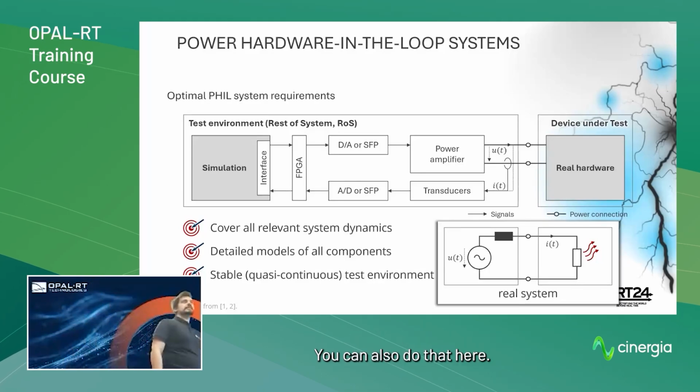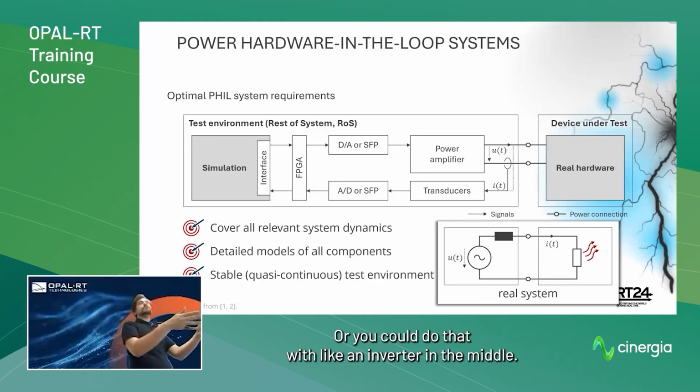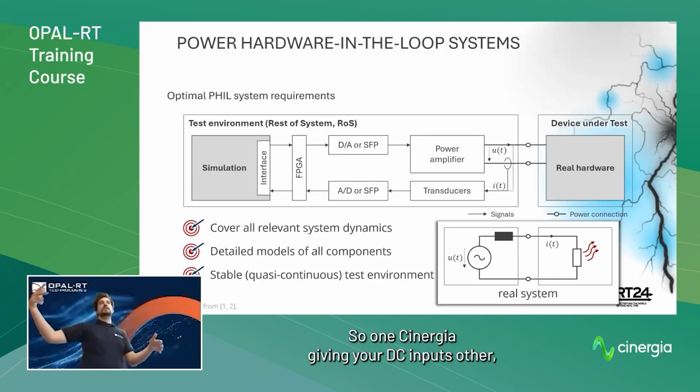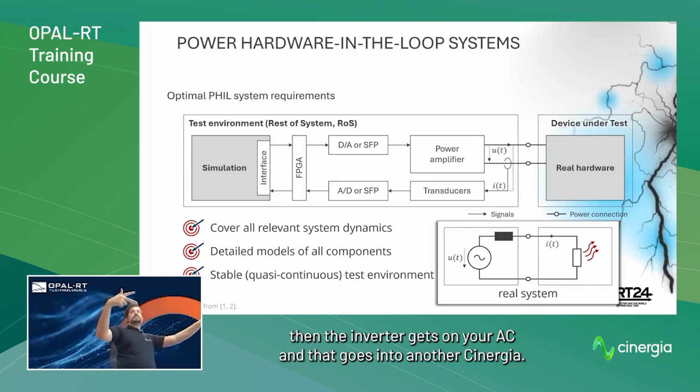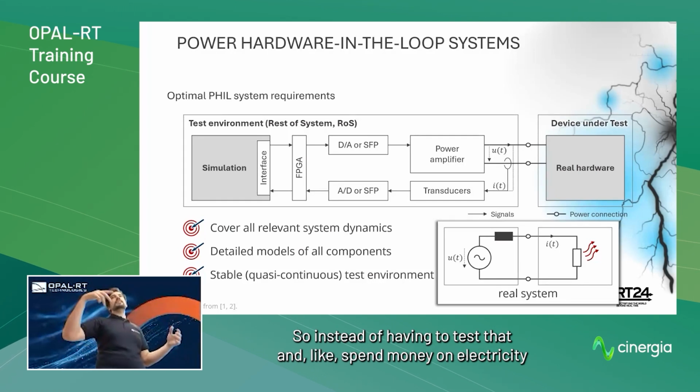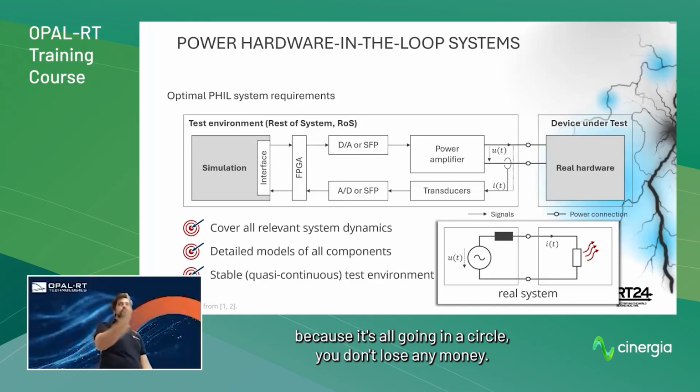You can also do that here. Or you could do that with an inverter in the middle. So one Cinergia gives your DC inputs, then the inverter gives out your AC, and that goes into another Cinergia. So instead of having to test that and expend money on electricity, because it's all going in a circle, you don't lose any money.